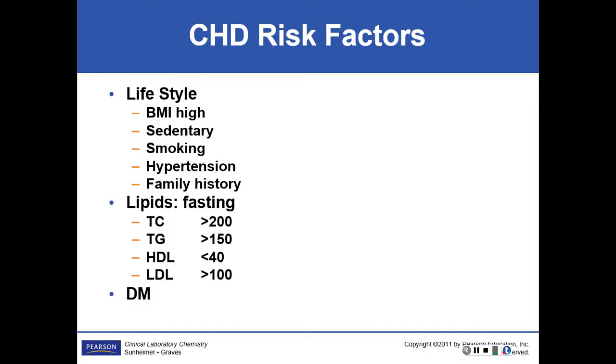Congestive heart disease risk factors are obviously our lifestyle, where we sort of tie this into our metabolic syndrome. When we have a high body mass, we have sedentary lifestyle, smoking with elevated blood pressure, and family history, our risk goes up. We can work on some of these assessments with our lipid control and diabetes mellitus.